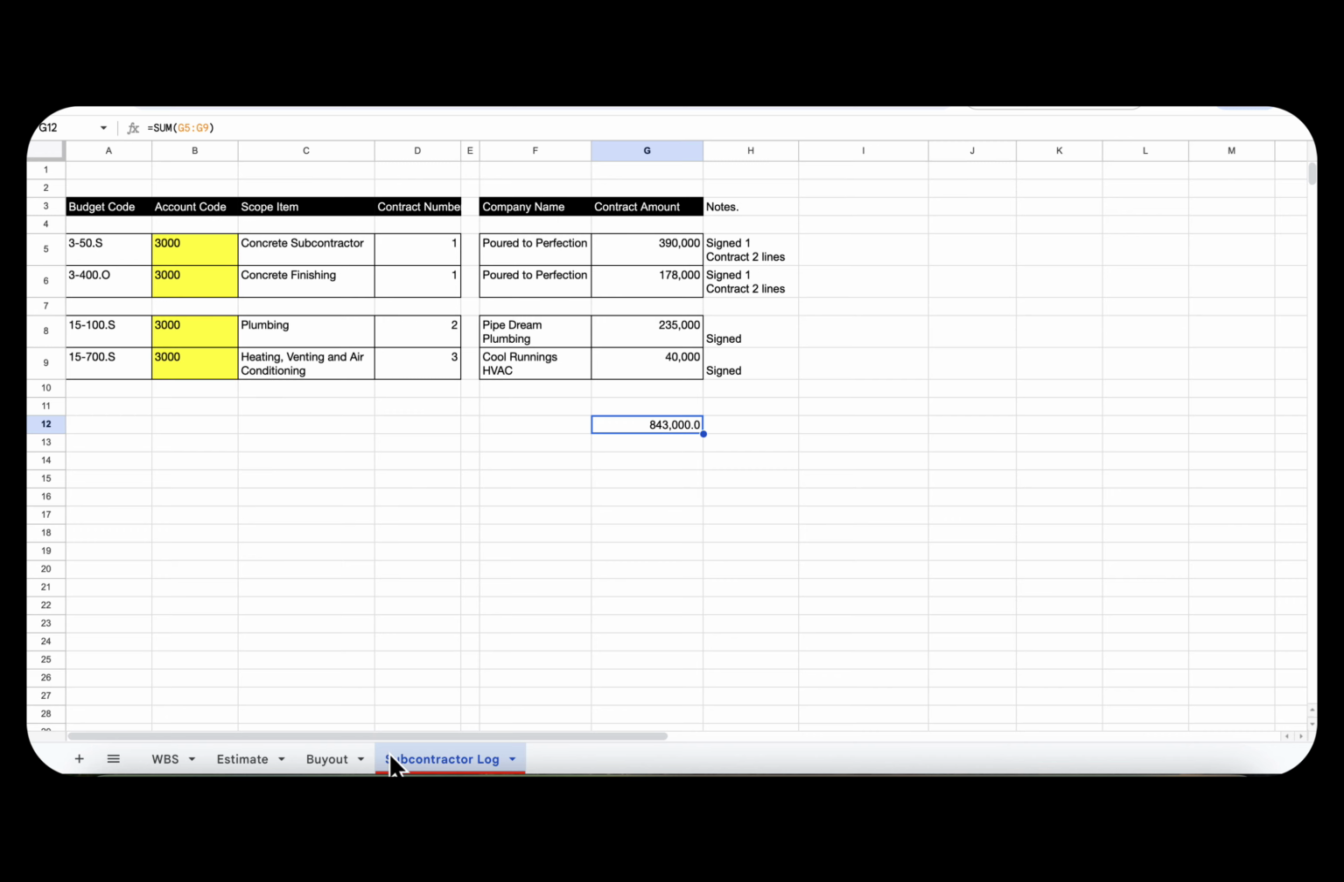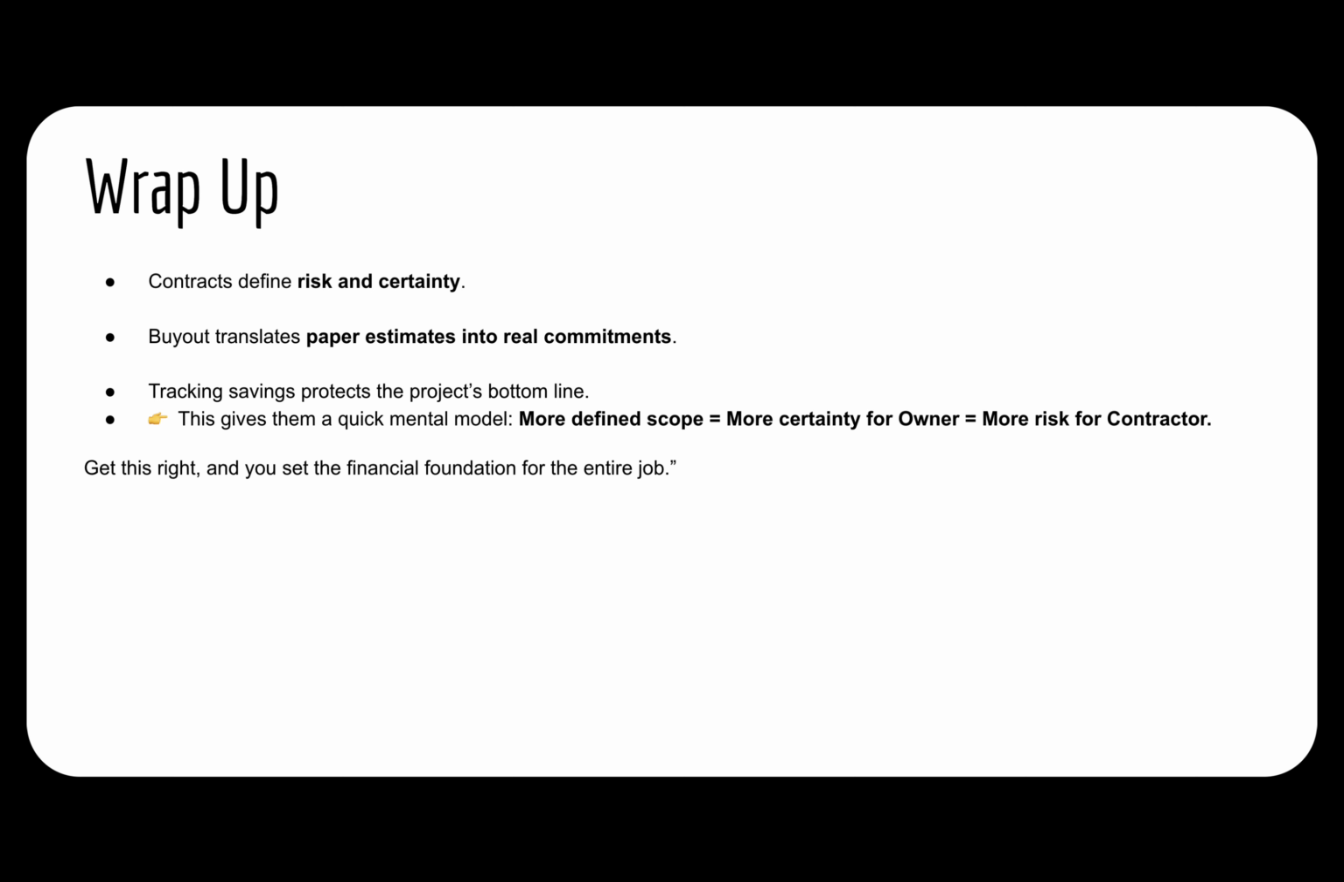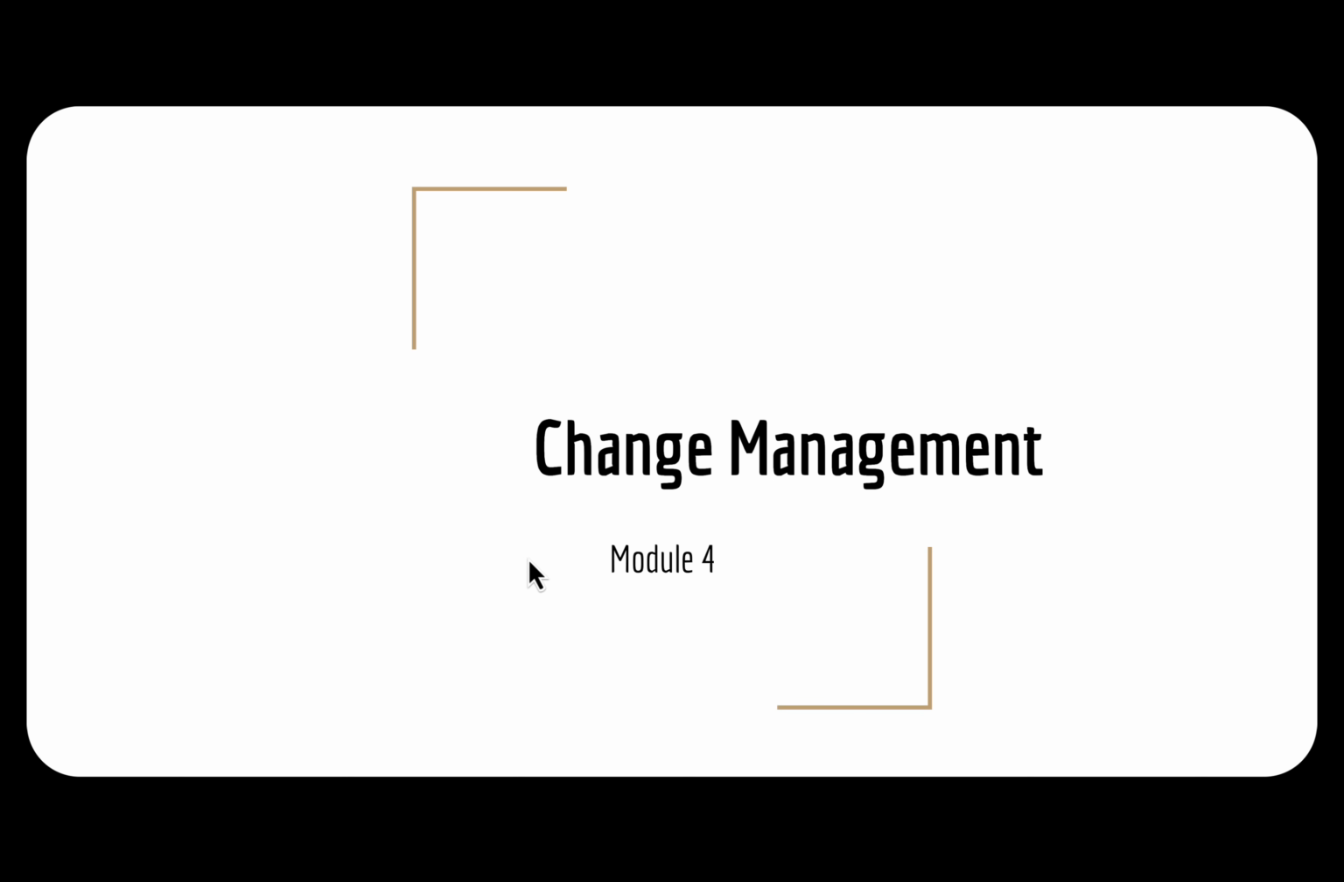Done well, contracts and buyout create the financial foundation of the project, and they're how you can protect margin from day one. As a wrap up, contracts define risk and certainty, and buyout translates paper estimates into real commitments. Tracking savings protects the project's bottom line, and this gives you a quick mental note. More defined scope equals more certainty for owners and more risk for the contractor. So to get this right, you need to set the foundation for the entire project. Next up is going to be change management.